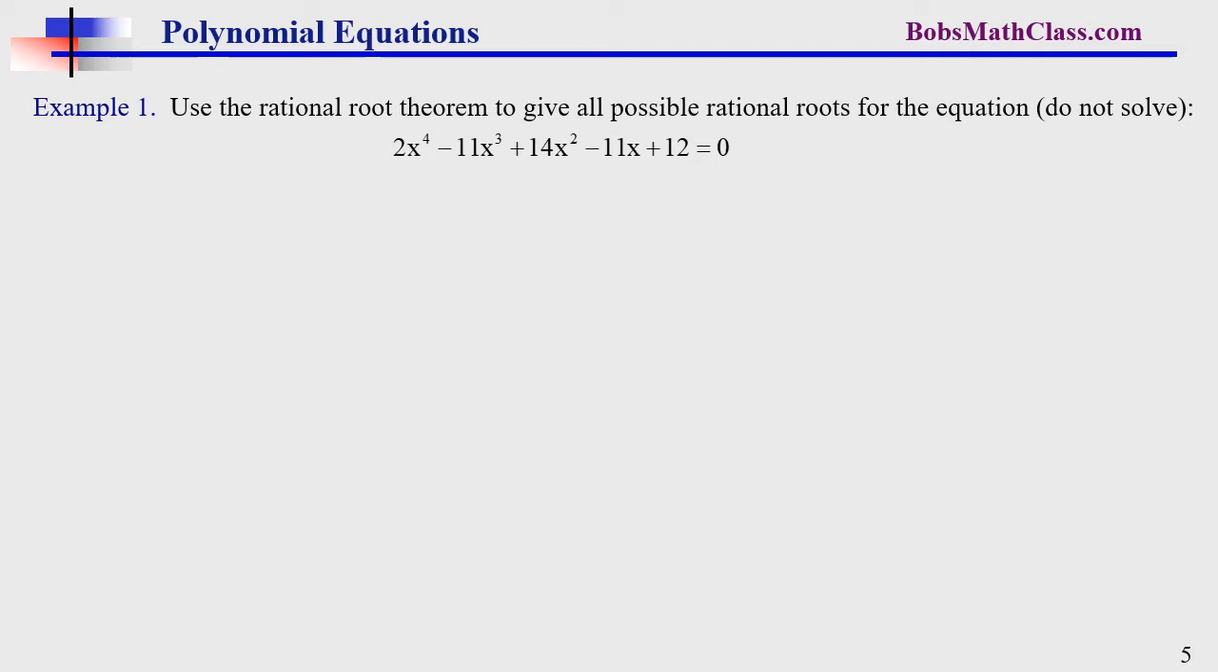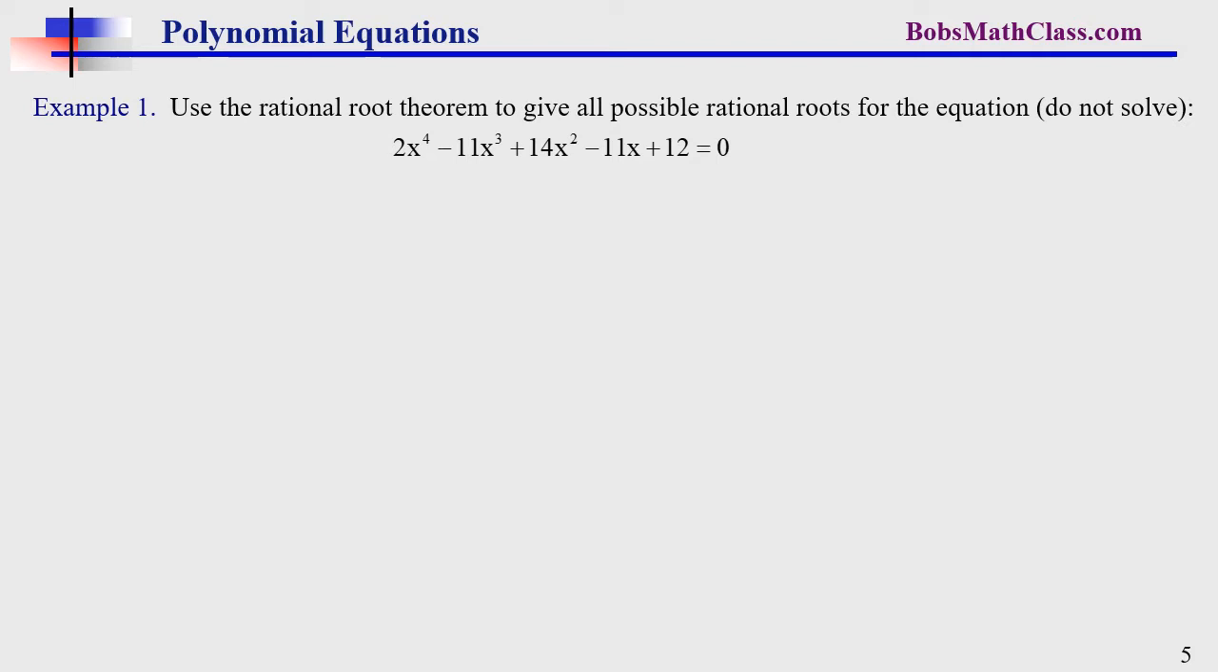2x to the fourth minus 11x cubed plus 14x squared minus 11x plus 12 equals 0. We're not going to solve it. We just want to know the possible answers. Not the answers, the possible answers. So another name for the answers is solutions. Another name is roots, R-O-O-T-S, roots. Another one is zeros. Zeros because it's where it hits the x-axis on a graph.